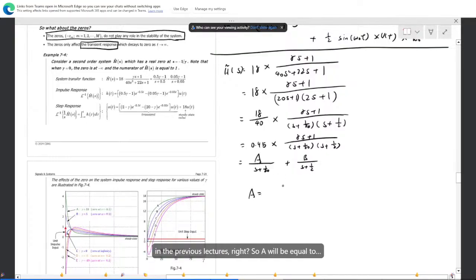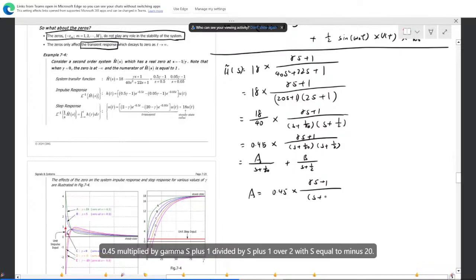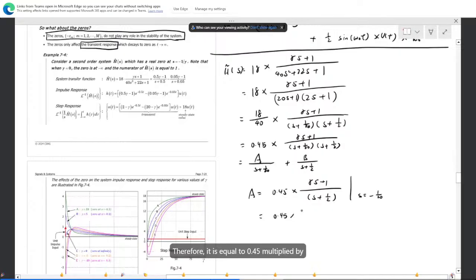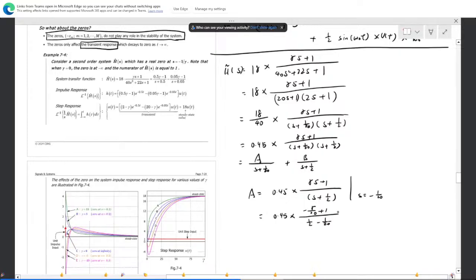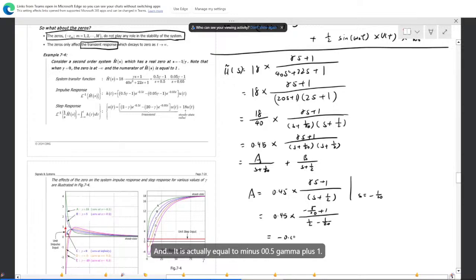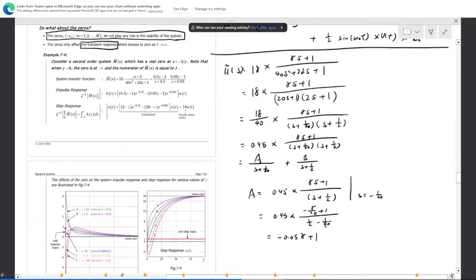Right? So a will be equal to 0.45 multiplied by (gamma s plus 1) divided by (s plus 1 over 20) with s equal to minus 2. Therefore, it is equal to 0.45 multiplied by (minus gamma over 2 plus 1) over (1 over 20 minus 1 over 2). And it is actually equal to minus 0.5 gamma plus 1.